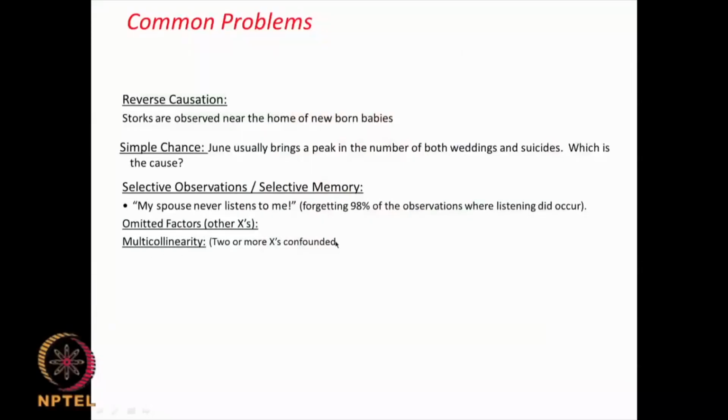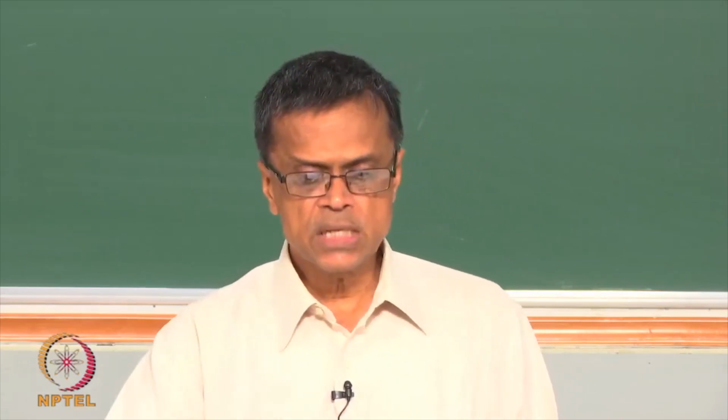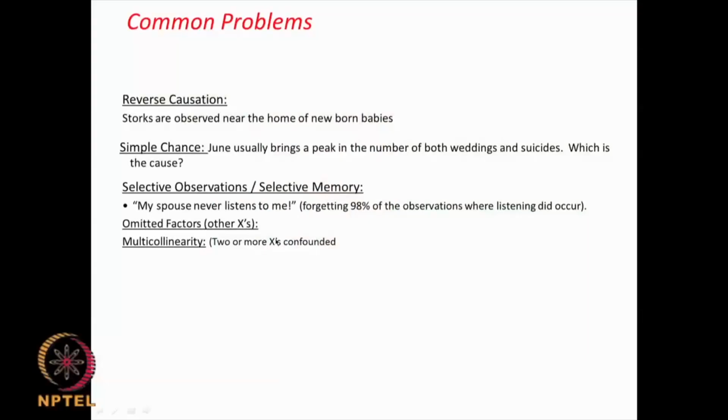Multicollinearity: two or more X's are confounded. Sometimes the X's may get confounded. Suppose I am looking at weight and height as independent variables and I am measuring the blood glucose level, but weight and height may be confounded. Taller people may be heavier than shorter people. So, those two X's are confounded, and unless you adjust for that, that could be multicollinearity.